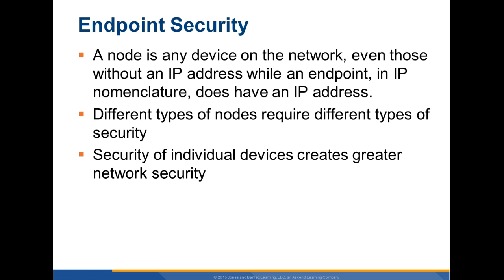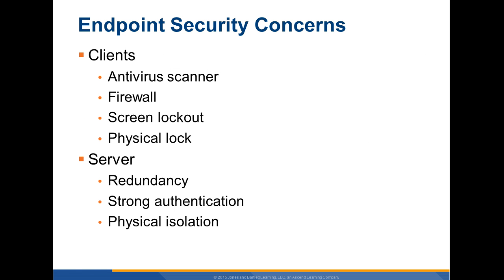Endpoint security. A node is any device on the network, even those without an IP address, while an endpoint in IP nomenclature does have an IP address. Different types of nodes require different types of security, and the security of individual devices creates greater network security. Endpoint security concerns include clients, such as antivirus scanners on those clients, firewalls, screen lockout and physical lock, and on servers, redundancy, strong authentication, and physical isolation of the server, and perhaps a server room that only certain people have access to.